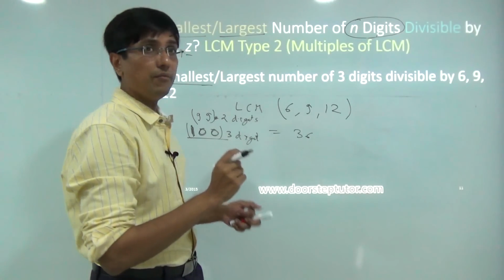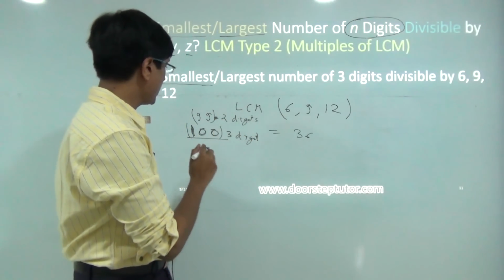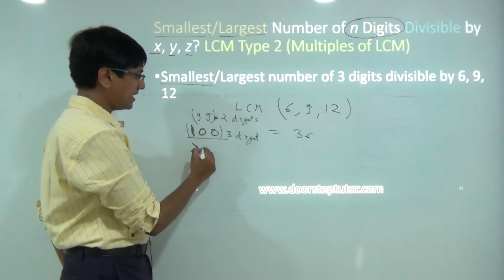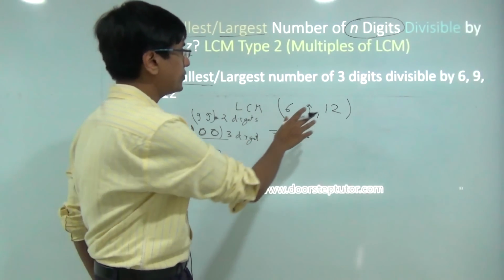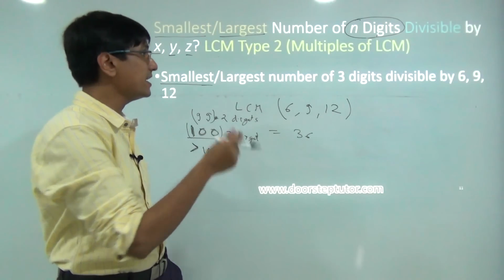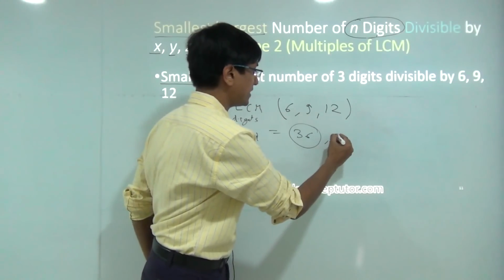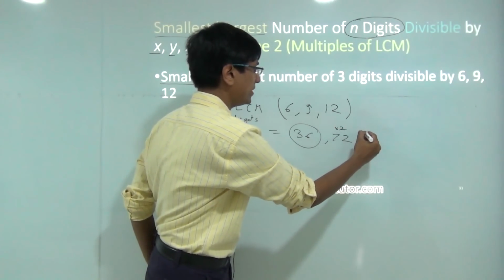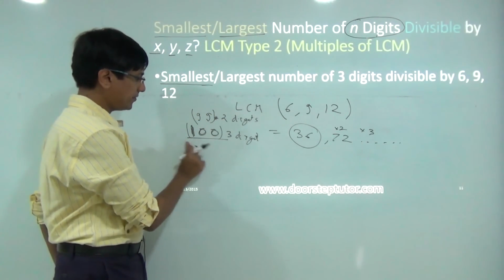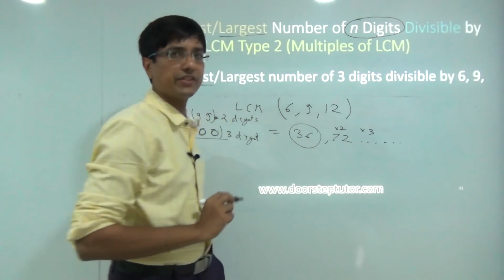Okay, so my number should be divisible by 6, 9 and 12, and at the same time it should be a 3-digit number. That is, it should be greater than 100. A number would be divisible by 6, 9 and 12, all three, if it is a multiple of 36. So if I write 36, 72, right? 36 into 2 is 72, into 3. If I continue to write that, I will come to the smallest 3-digit number which is divisible by all of these three numbers.